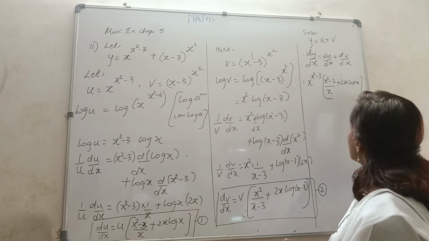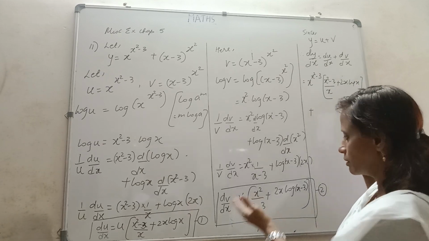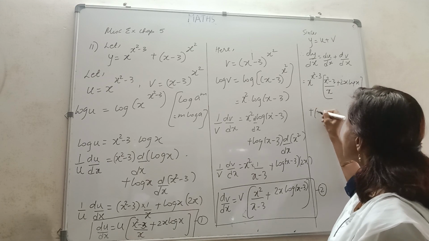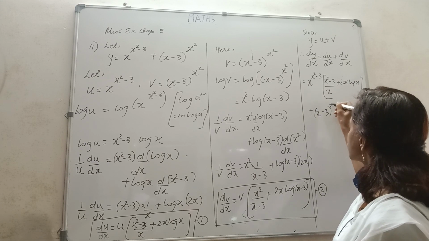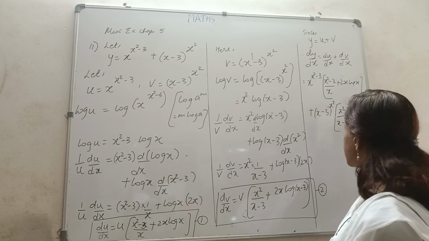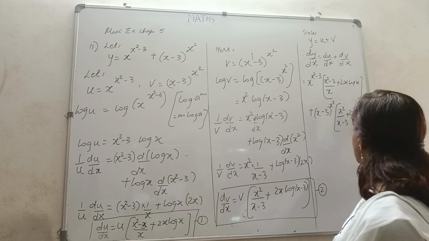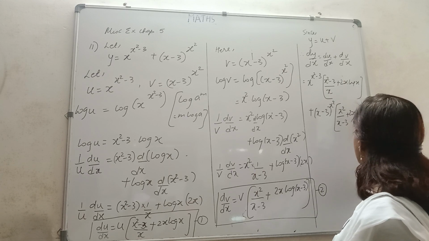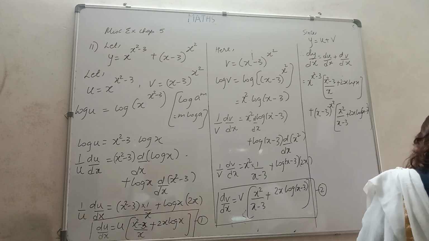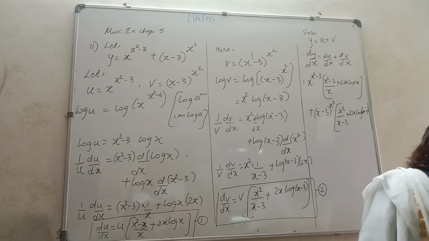log x, plus the v, this part. So v for us is (x minus 3) raised to x squared times x squared by (x minus 3) plus 2x log (x minus 3). Just check how this goes and let's see how the whole thing happens.